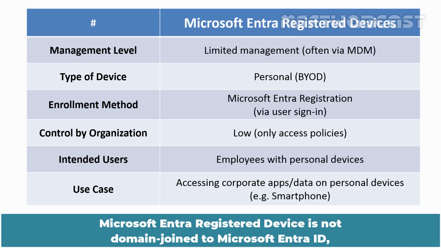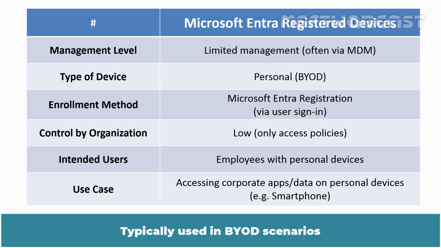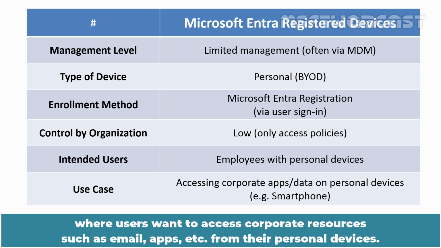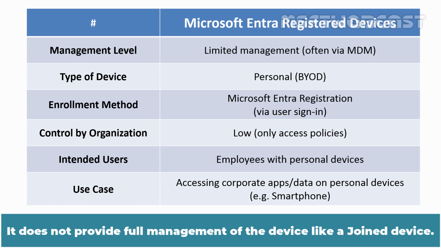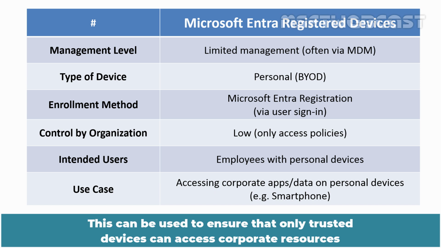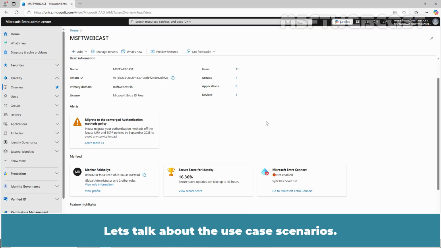A Microsoft Entra registered device is not domain joined to Microsoft Entra ID, but it is still registered so that it can be associated with a user in Microsoft Entra ID. Typically used in BYOD scenarios where users want to access corporate resources such as email, apps, etc. from their personal devices. This provides some level of control over the device, such as conditional access policies, without fully managing it. It does not provide full management of the device like a joined device. This can be used to ensure that only trusted devices can access corporate resources based on the security policies enforced by Microsoft Entra ID. Let's talk about the use case scenarios.